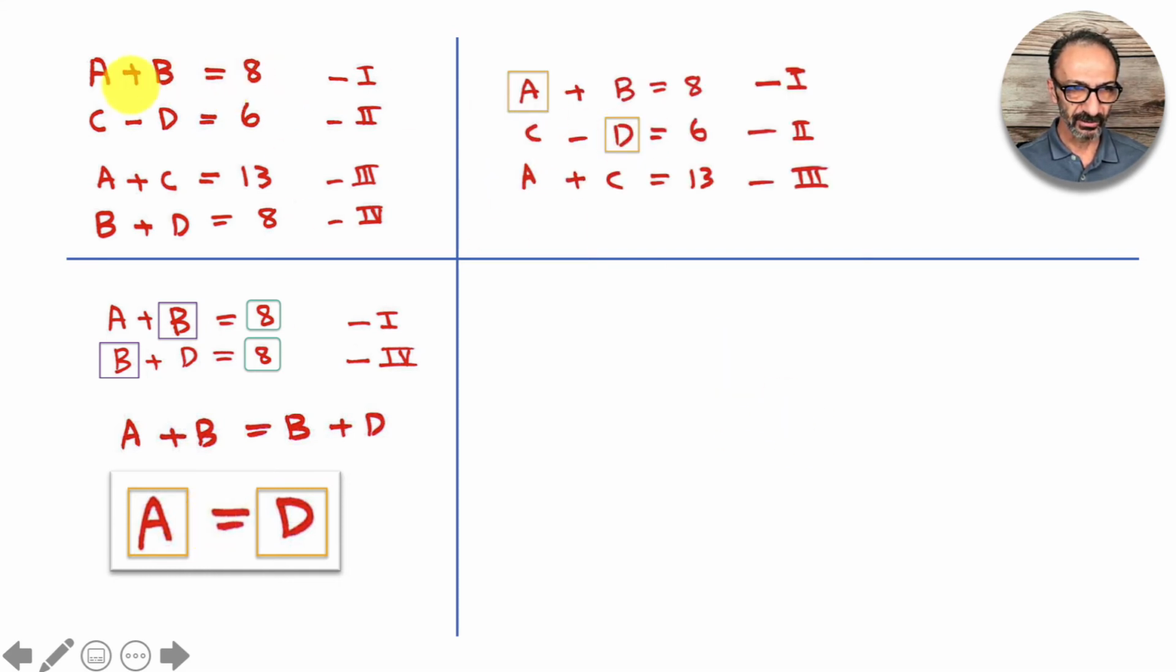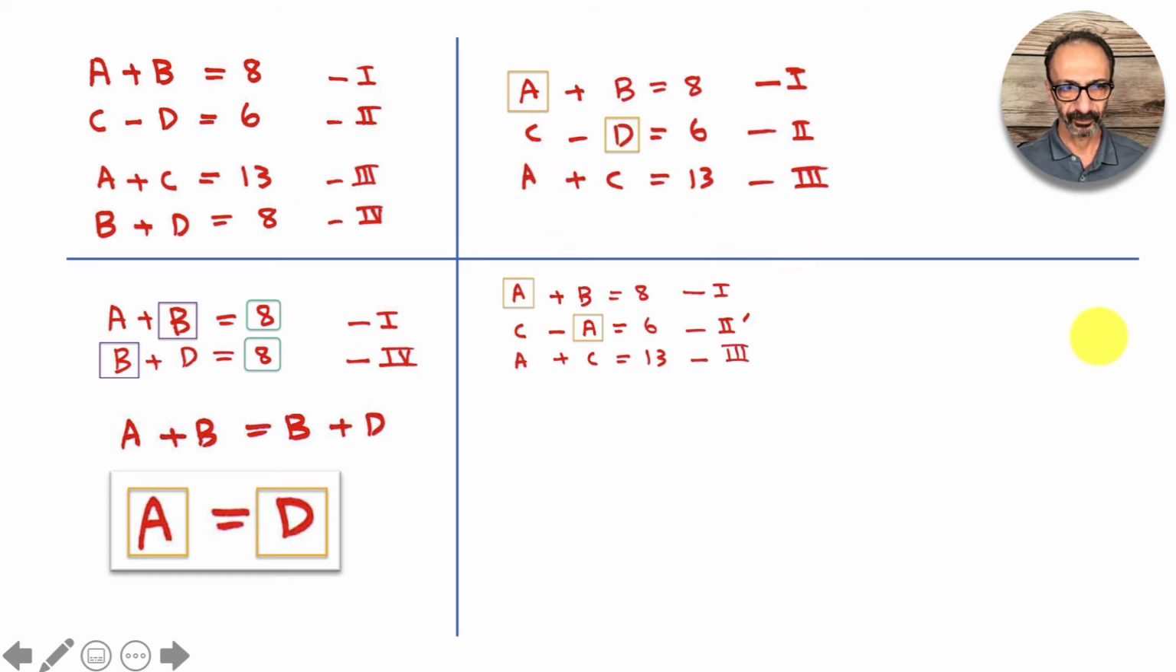On the first, it says A plus B equals 8 and the second one, C minus D. But D equals A. As you could see, I write my notes ahead of time to save some time, guys. And hopefully it's worth it. So D right here is going to be replaced with A. And we have A plus C equals 13. So here we go. The second one has a new look, and it says C minus A.